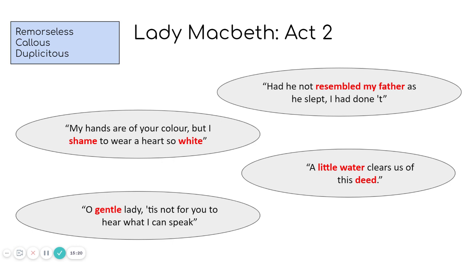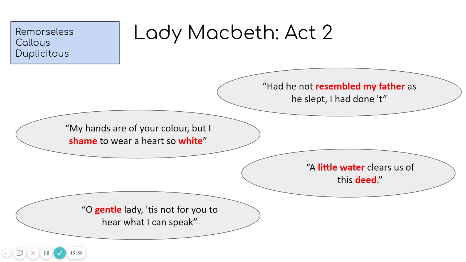She also claims that "a little water clears us of this deed." She's saying that we can wash this deed off our hands. We can remove the guilt from ourselves with just a little water, not even a lot. So she's minimizing what they've done, suggesting that it wasn't that big a deal, actually. And she's referring to the murder as a deed, as if it's just another action that they've done. She isn't actually calling it by its name of murder, perhaps to, again, minimize it, make it seem like less of an important thing, and to reassure her husband that they haven't actually done anything wrong.